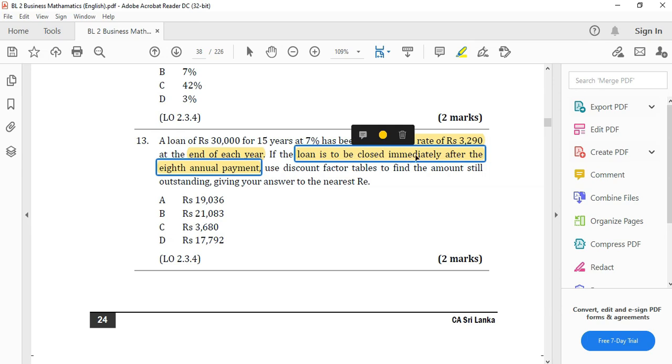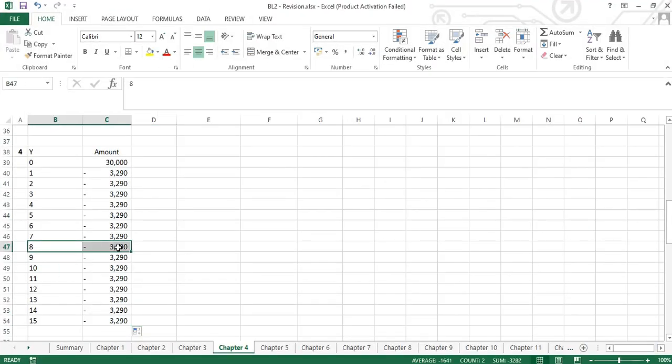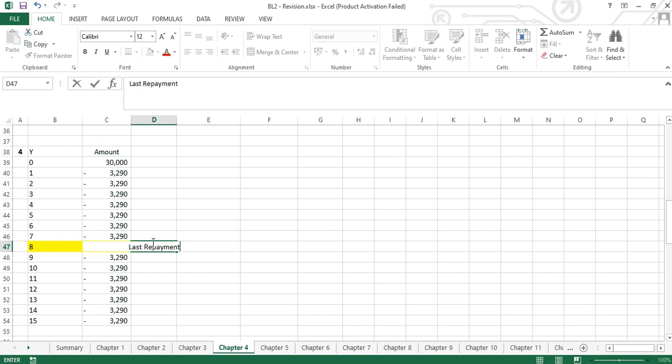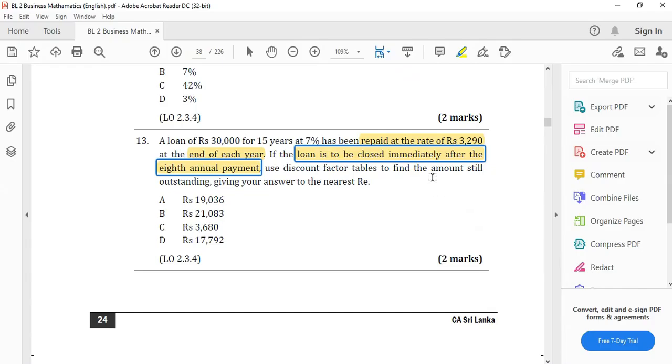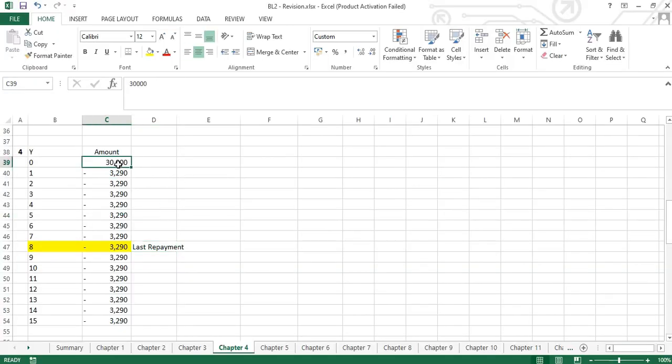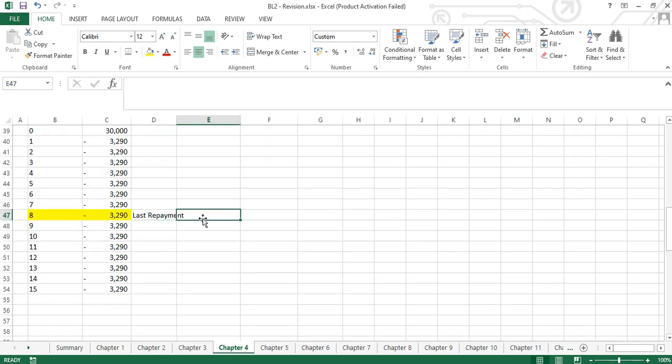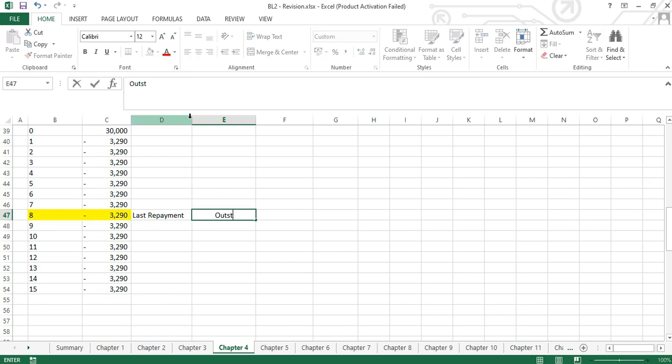But they are going to close the loan after the 8th annual payment. This will be the last repayment, the 8th. Alright, so what they are asking is, find the amount outstanding, the amount outstanding as of here.